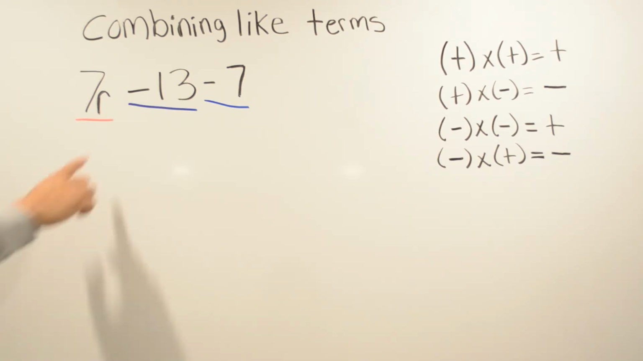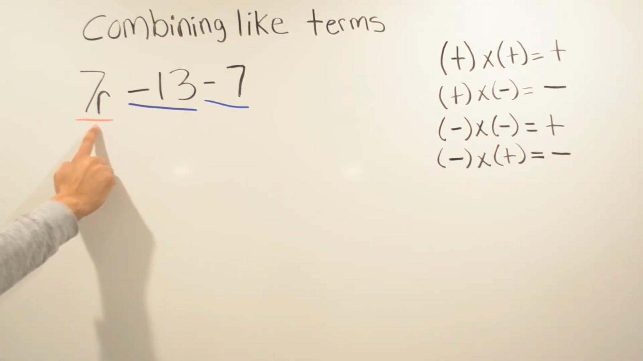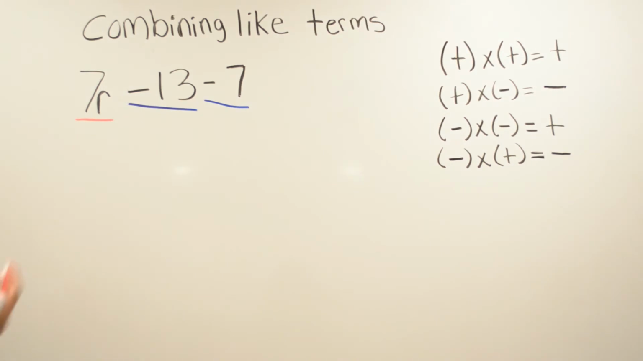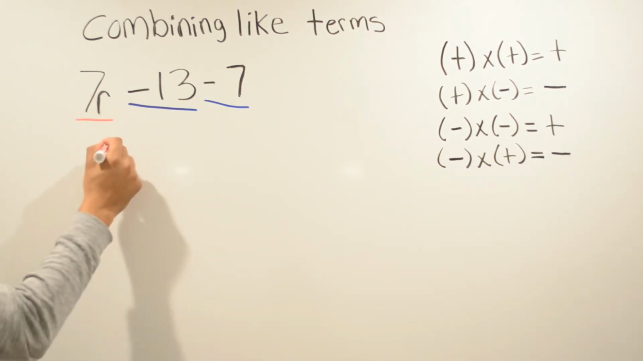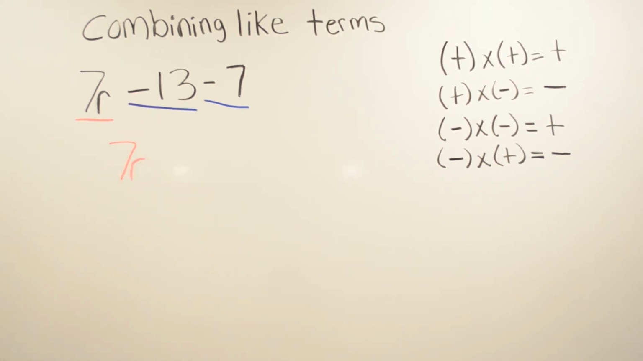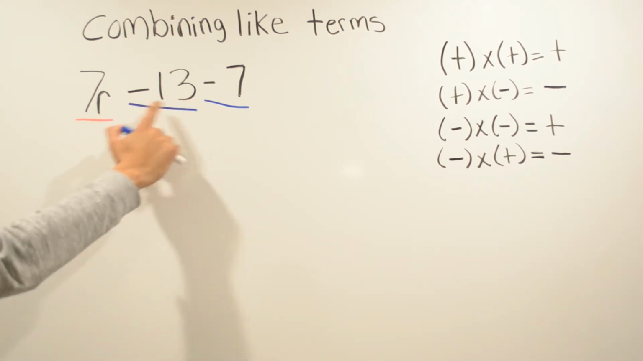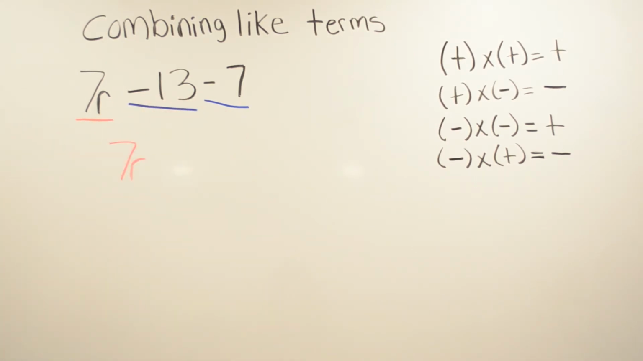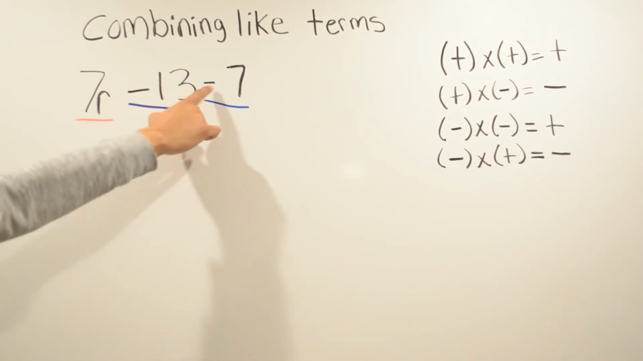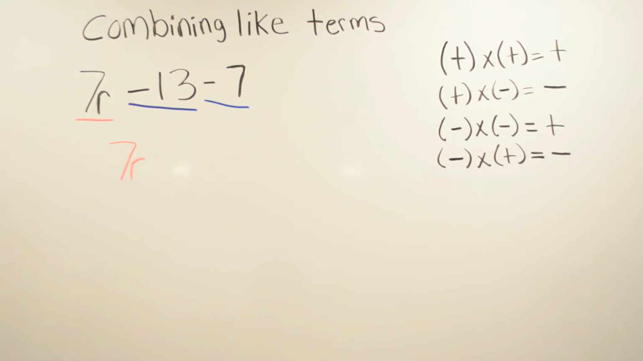So here, if you look at it, we only have one that has a red marker, a number with a variable. So I'm just going to bring that down because there's no combining. So that's just going to stay the same. Then I'm going to look at the two blue underlines that I made. They are just numbers. So you have two of the same signs. You have a negative 13 and you have a negative 7. So they have both signs.